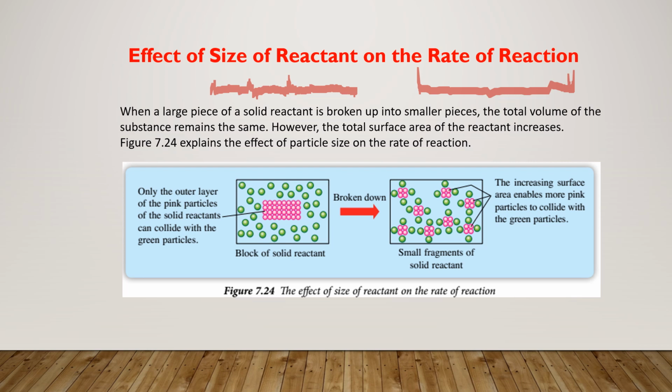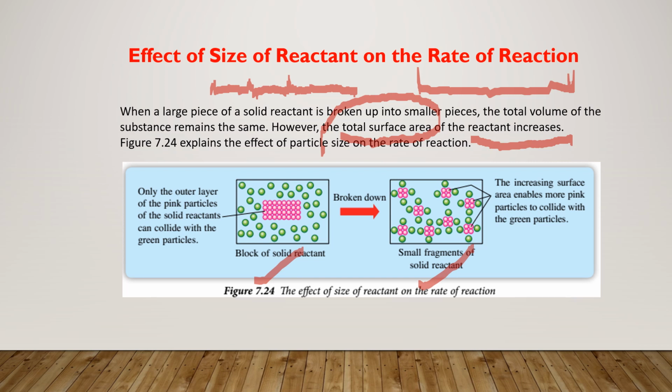So, when a large piece of a solid reactant is broken up into small pieces, the total volume of the substance remains the same. However, the total surface area of the reactant increases. You can see that from this diagram: this one is a block of solid reactant, and this one is small fragments of solid reactant.